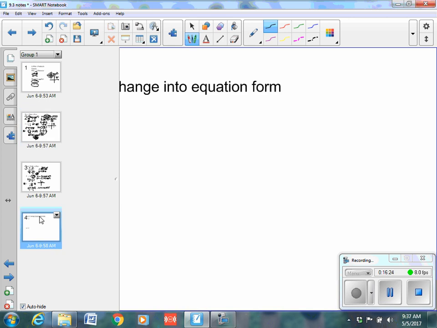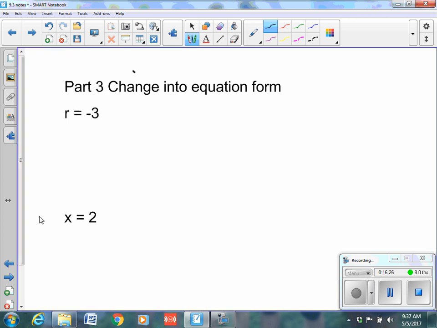Okay, last part. Change into an equation form. So, really easy. r equals a negative 3. Everybody see that? All you're going to do is look on your formula sheet, and there are 4 of them that we did. We did x equals, y equals, r equals, theta equals. Everybody see the 4 that we did?